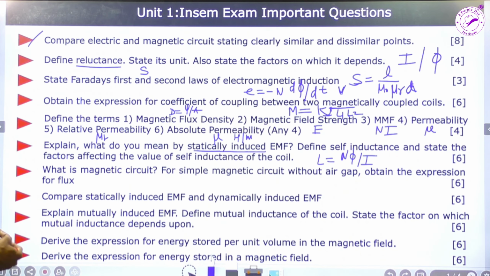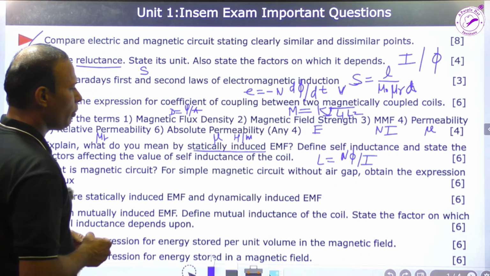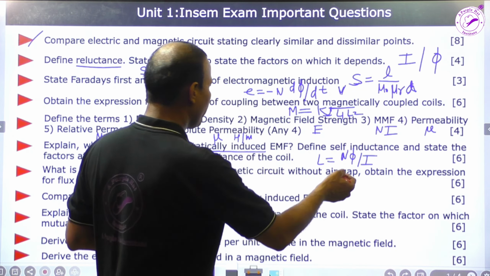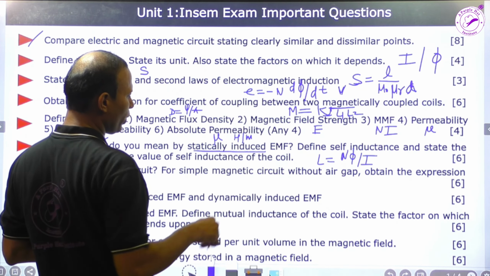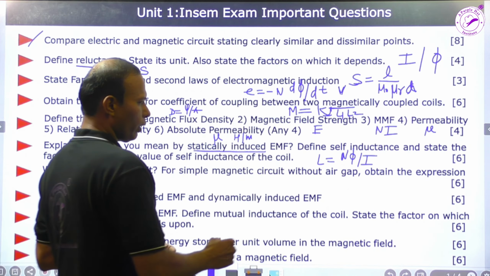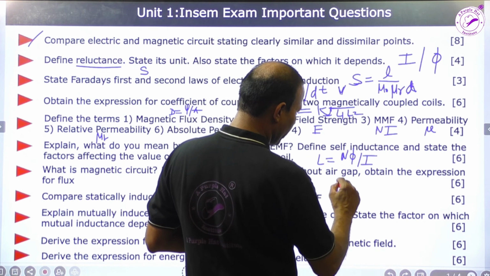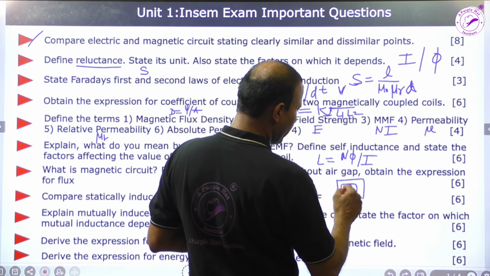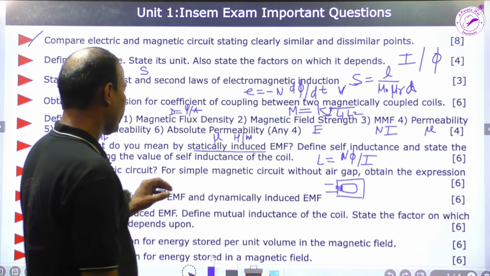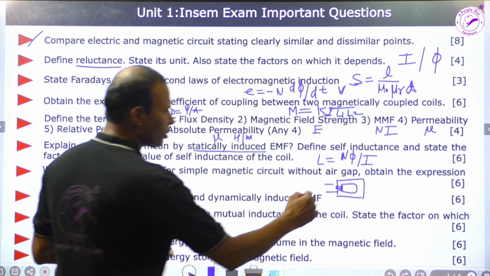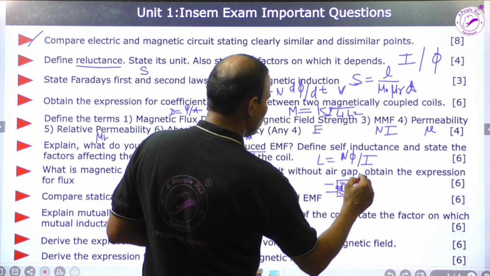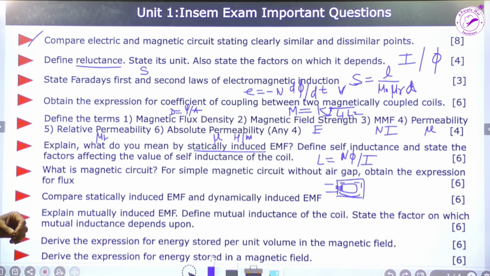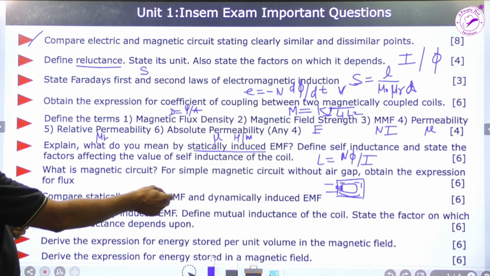Now, another question is what is a magnetic circuit? For a simple magnetic circuit without air gap, obtain the expression for flux. Yes, flux is flowing inside the magnetic circuit. This is a simple magnetic circuit without air gap. I connect here a coil to produce magnetomotive force. You can explain such a circuit and find the flux through the magnetic core. So this is flux.